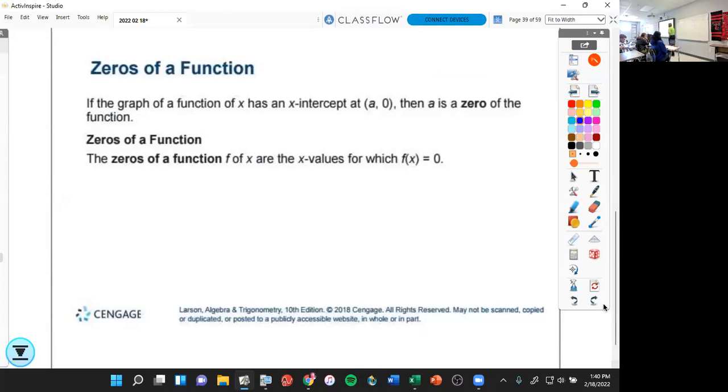Okay. If the graph of a function of x has an intercept at (a, 0), then a is a zero of the function. So we know to find the zeros of a function, at all zeros of a function, the value of y is 0. Okay. There we go.